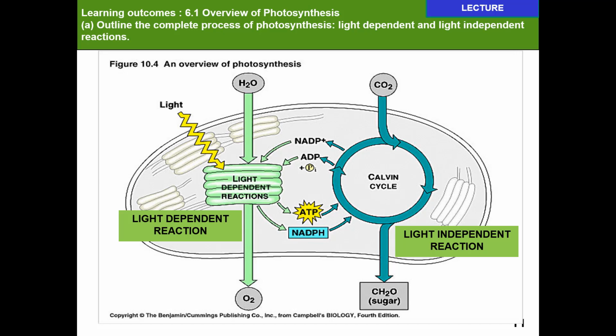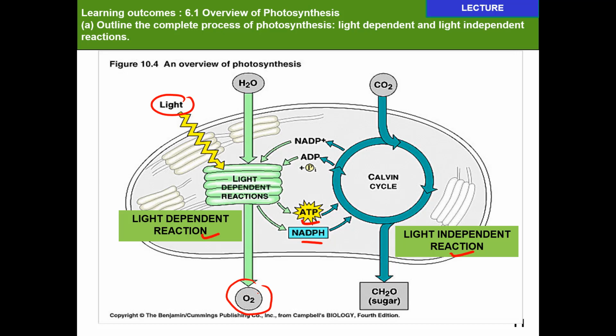Photosynthesis can be divided into 2 main processes, which are light dependent reaction and light independent reaction. The light dependent reaction normally occurs in the thylakoid membrane of chloroplast. In this process, the light energy is converted into chemical energy in the form of ATP and NADPH. In this process, the oxygen is released as a byproduct.